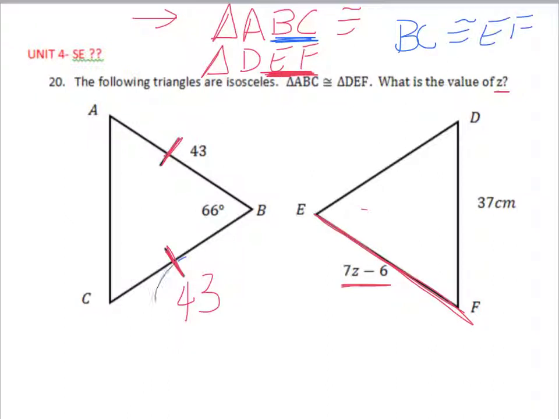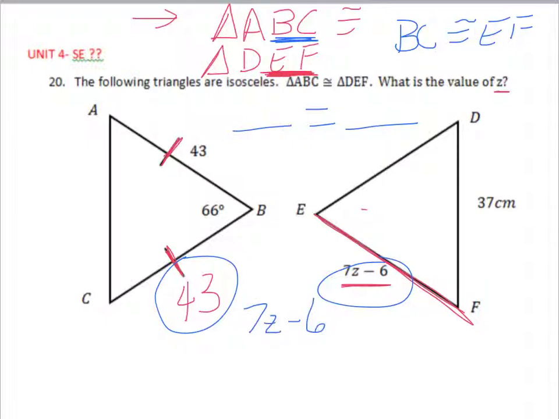We know BC is 43, EF is 7Z minus 6. When we have things that are congruent, our equation looks like something equals something. So our two somethings are 7Z minus 6 equals 43.